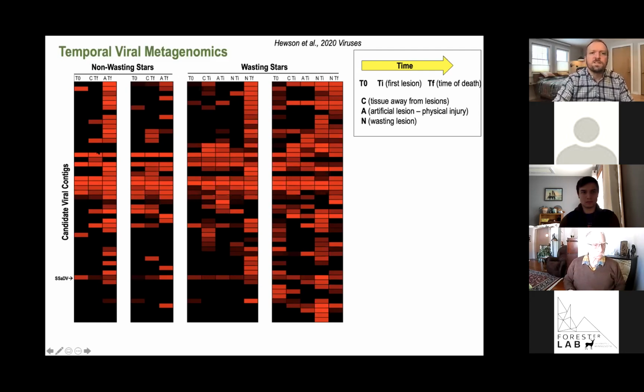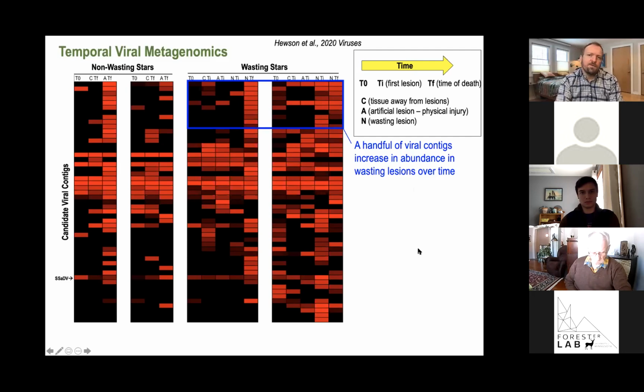We had 2 sea stars that didn't waste at all throughout the course of the experiment, which was interesting. And they were fine a further week after we finished the experiment, according to people who were in the lab. And then we had 2 stars that wasted. And so the idea is we're looking for some species, some type of virus that would pop up in the natural lesions that was absent in the artificial scars and absent in control tissue, and perhaps wasn't there to begin with. But here's the thing.